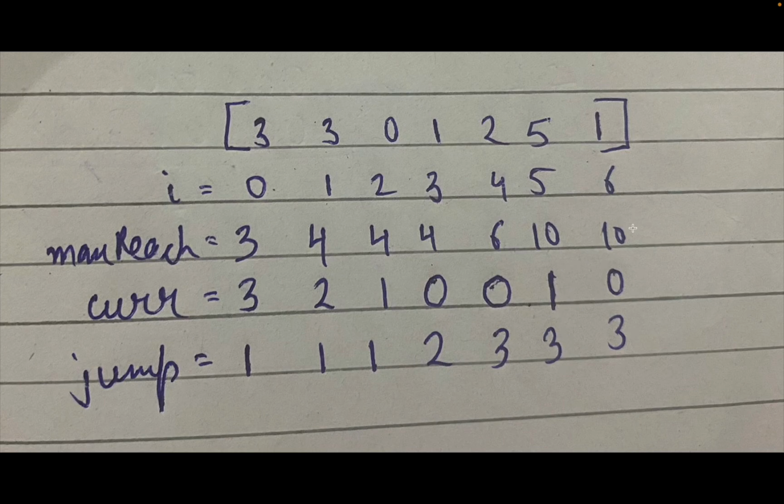Now we'll reach here, so max reach will be 6 plus 1, 7, so 7 or 10, 10 is maximum, and current will become 0. Here we have already reached the end of the array, so we don't need to increase the jump value. So jump will be 3, so 3 will be the answer. In this way we will proceed.